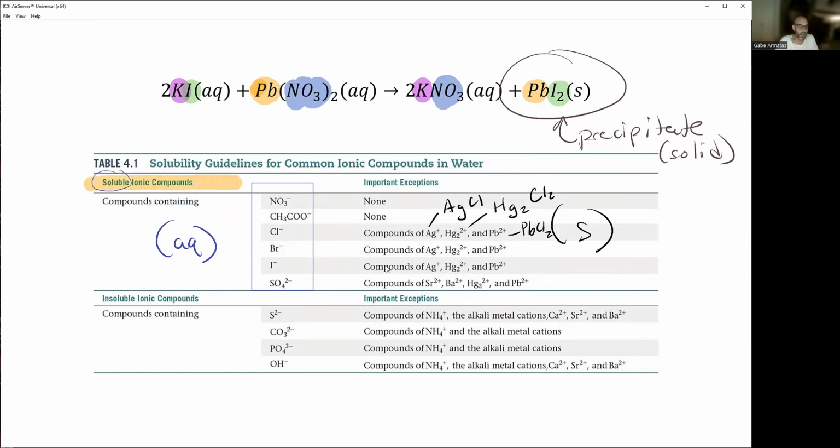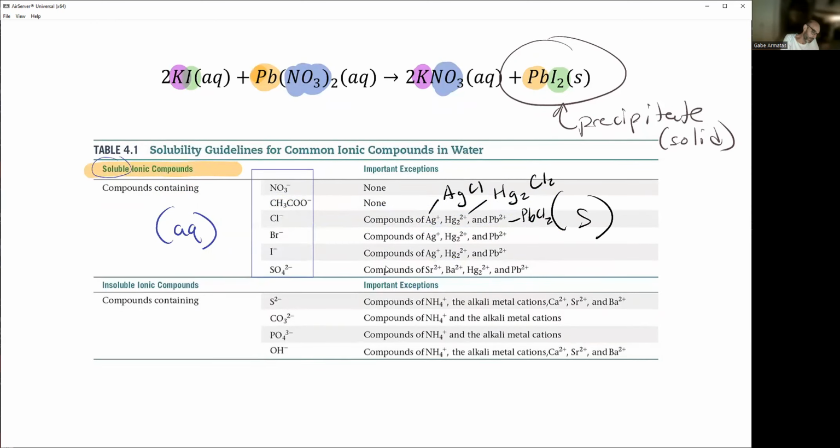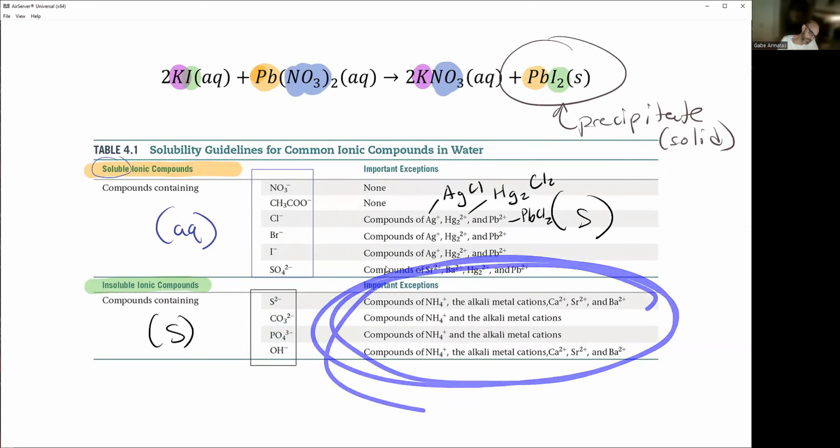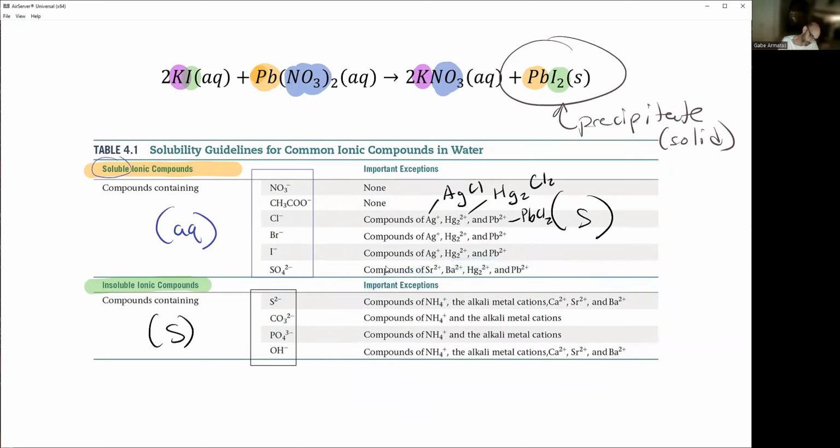These are soluble ionic compounds versus insoluble ionic compounds. So this is kind of the reverse. Anything with these is expected to be solid. So any sulfide, any carbonate, phosphate, or hydroxide is expected to be a solid unless it's in this list. And this list looks a little bit confusing, so let me just really sum up this list so we can make life simple. Anything soluble always.